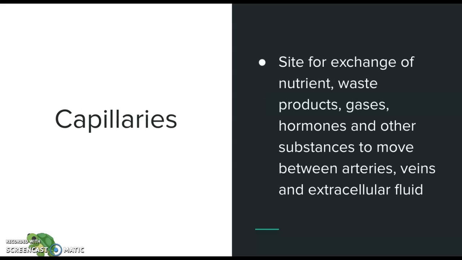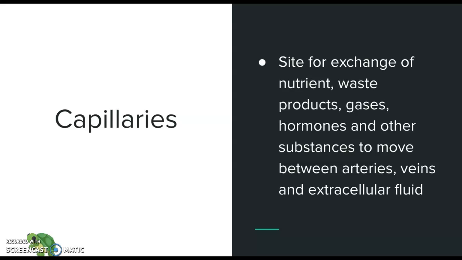Capillaries, I want you to think of as a mesh network or the communicators. It's almost like the telephone lines. So capillaries is this exchange of information that's happening between the veins and the arteries. So this is the site where everything happens. Like the nutrients are exchanged, waste products.